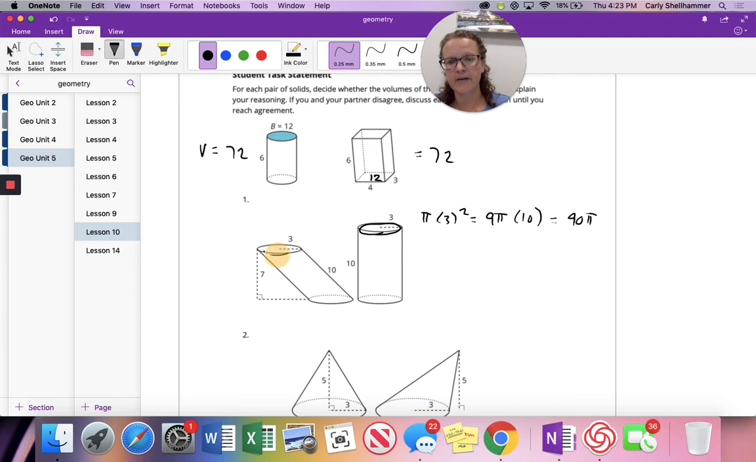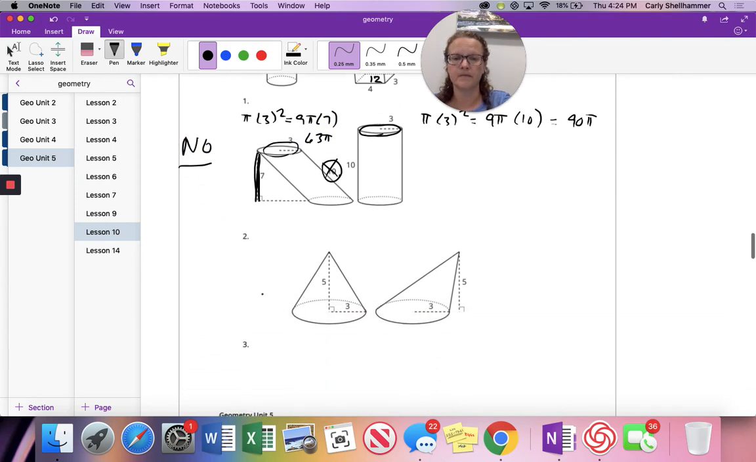Here, my area of the base is the same, pi r squared, which is 9 pi, but the height here is actually the height from the bottom to the top. It's the vertical height, not the slant height. Like this 10 is the slant height. It's not what we're looking for. Times 7, so that is 63 pi. So no, not the same.